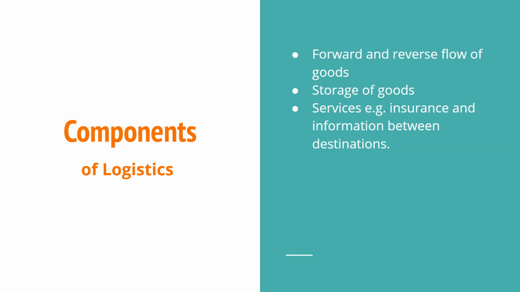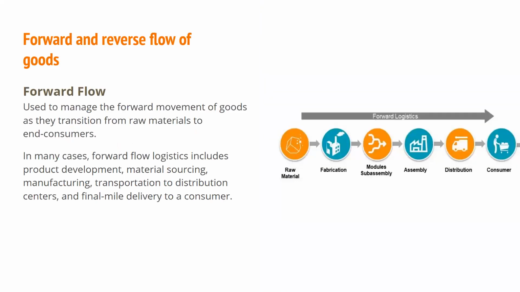So things like the tiles and the lighting fixtures and all of these things have to be stored somewhere, and somebody manages that. All right. Another very important component of logistics that people sometimes overlook is the services, and we will get into that a bit. But when we talk about the services, we're talking about things like insurance, because we need to insure the items that are coming into us, right? And we're also talking about information between destinations. We need to communicate what we will be receiving, what should be going out, and other things like this. So forward flow is the forward movement of goods. This is when they go from raw materials across to the end consumer.